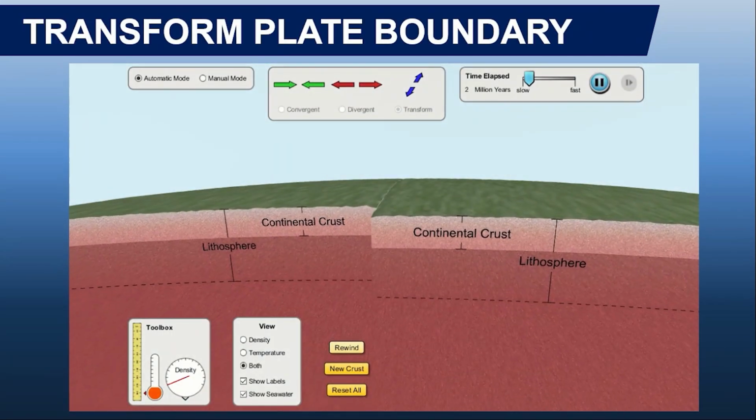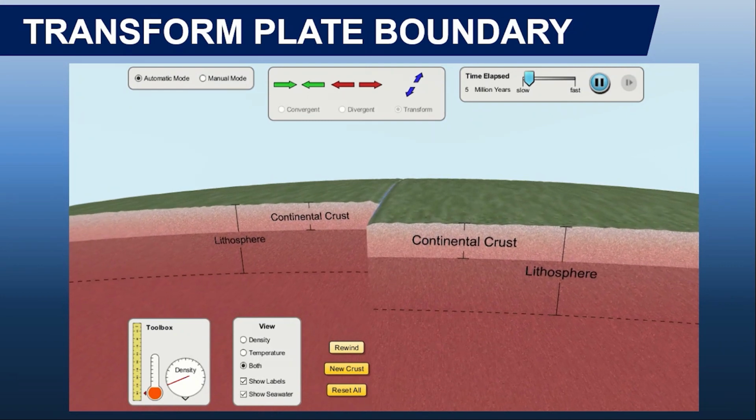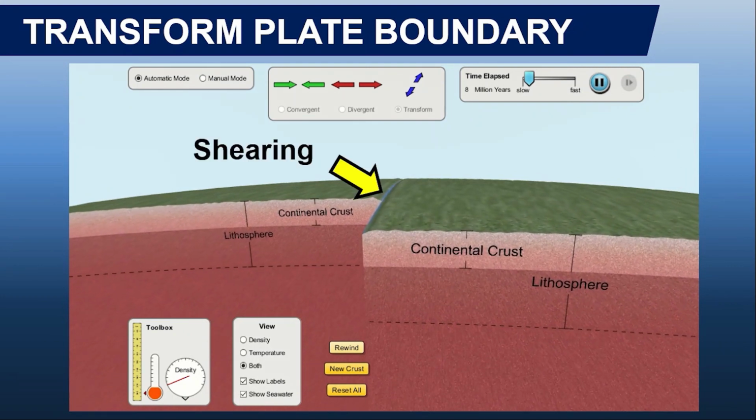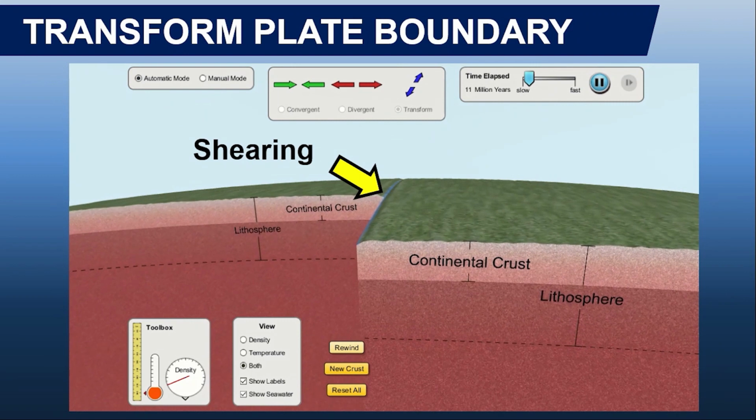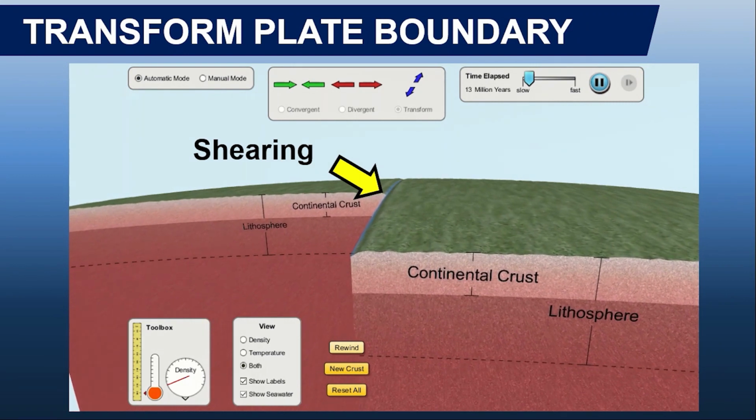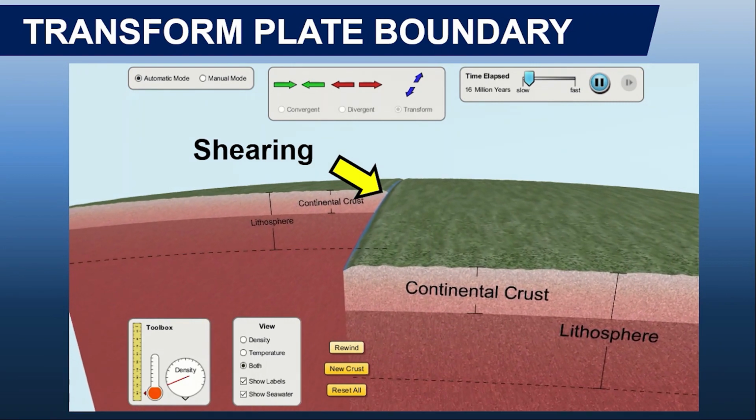Transform plate boundary. As the lithosphere moves sideways, shearing happens. This type of plate boundary is dangerous, especially if structures are built on top of it.